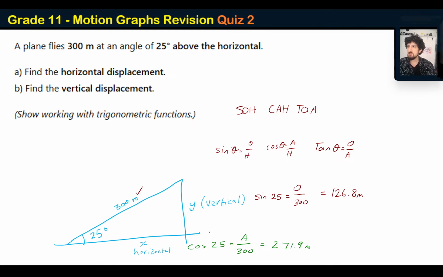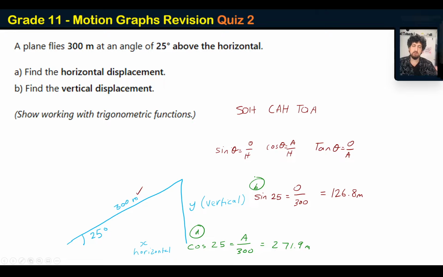Of course, when I'm labeling this, that's the horizontal, so that's A, and that's B.